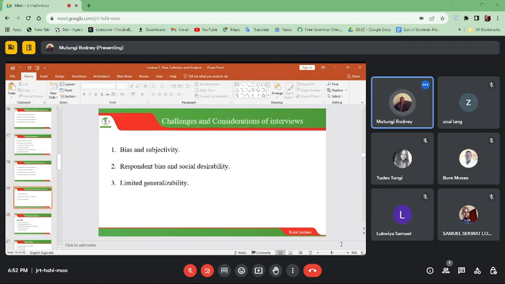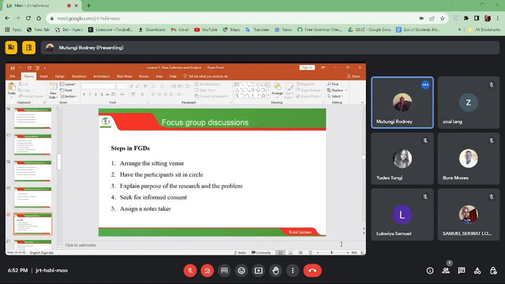So that was interviews, and then we need to look at FGDs, which are focus group discussions. So we are going to be a bit faster because our time is running out, and there are still a lot of slides, but you will bear with me. I'll try as much as possible to explain the key elements. I hope you're still getting me.